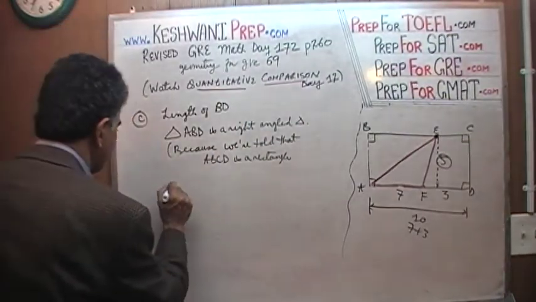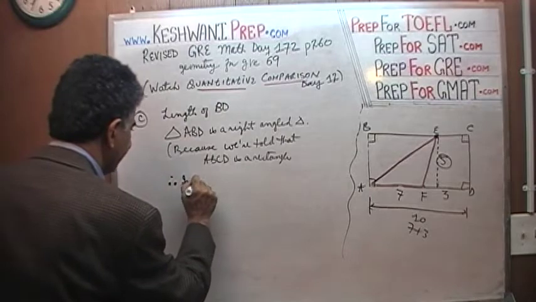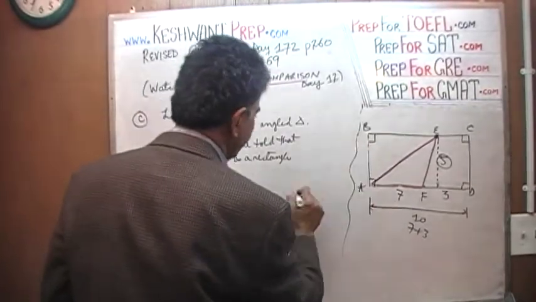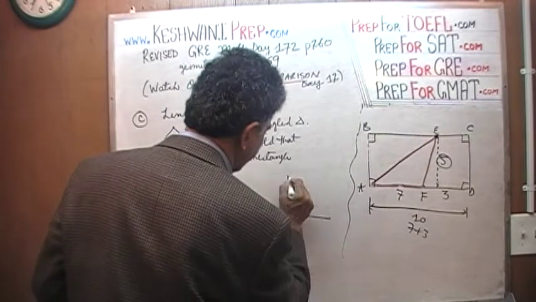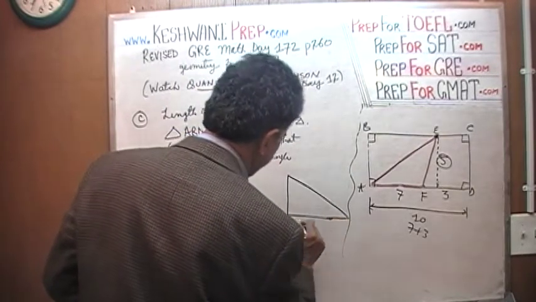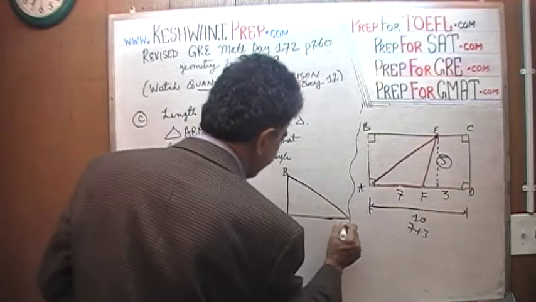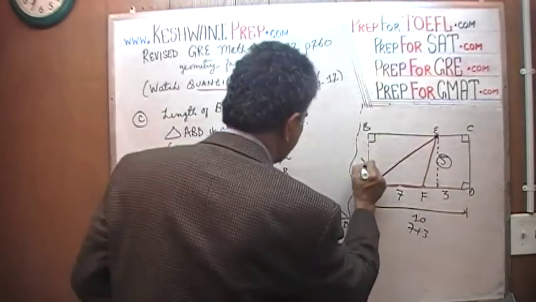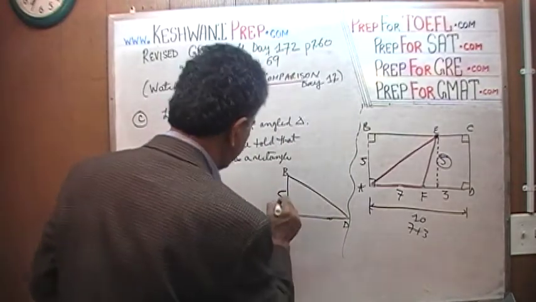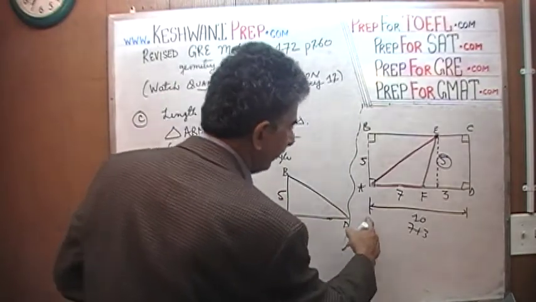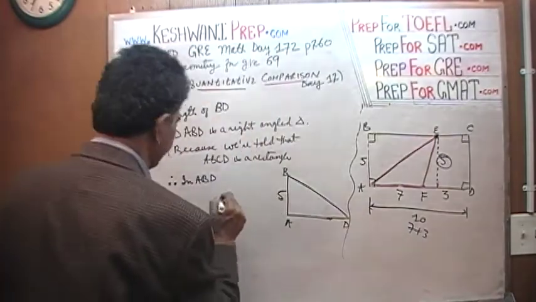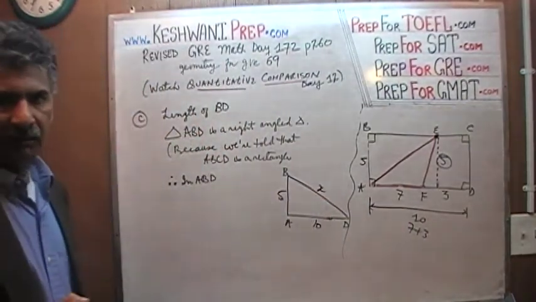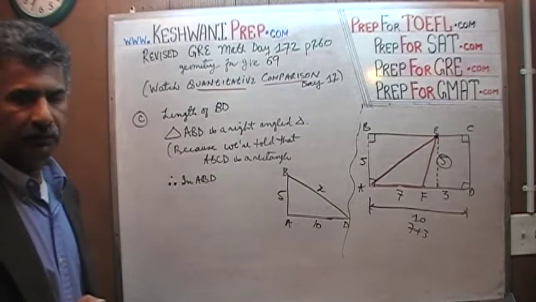Therefore, in triangle ABD, let's draw the ABD right here: A, B, and D. A to B is 5, we are told. A to B is 5. A to D is 10. So we just have to find out the B to D, which is just the hypotenuse. Simple application of the Pythagorean theorem will do the job.